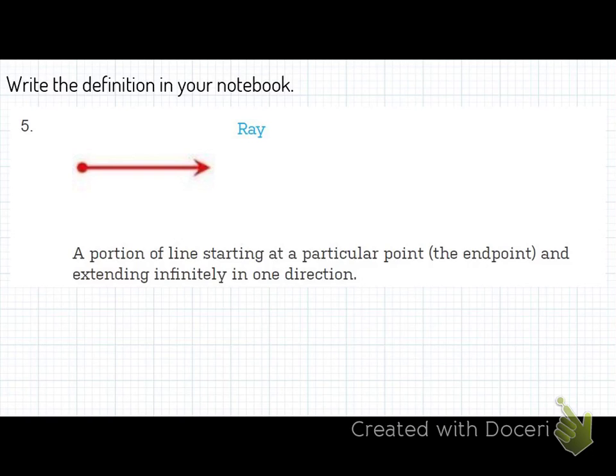Okay, next one, a ray. Notice that there's a point here at the end, and there's an arrow here at the end, right? So a ray is a portion of a line starting at a particular point, the endpoint, and extending infinitely in one direction. Think of this like a sun ray, right? Let's say this was the sun here, and there's light traveling out of it. The light doesn't go through the sun, right?